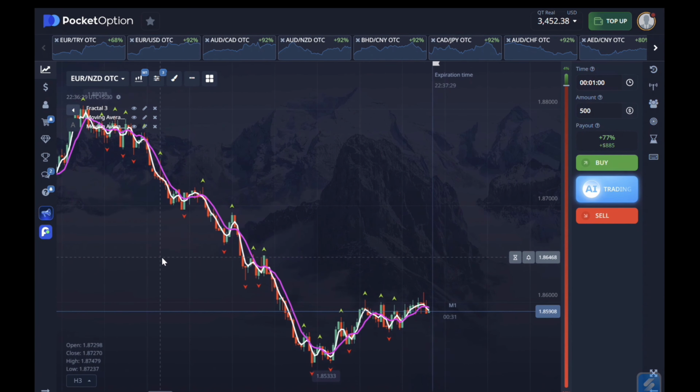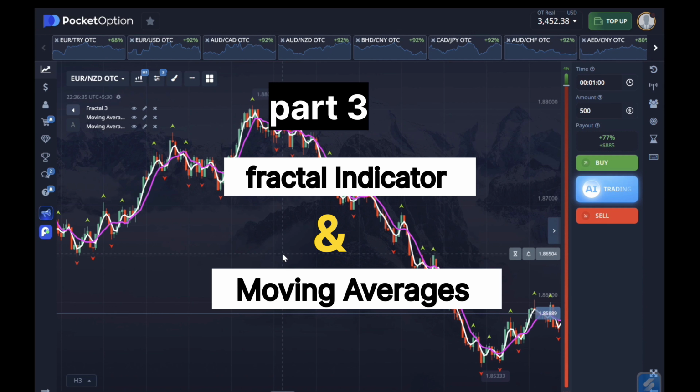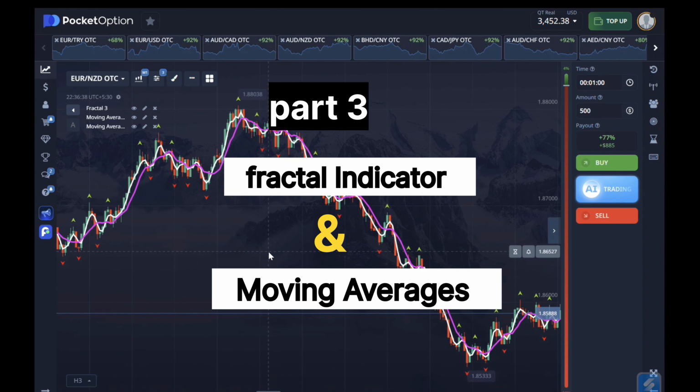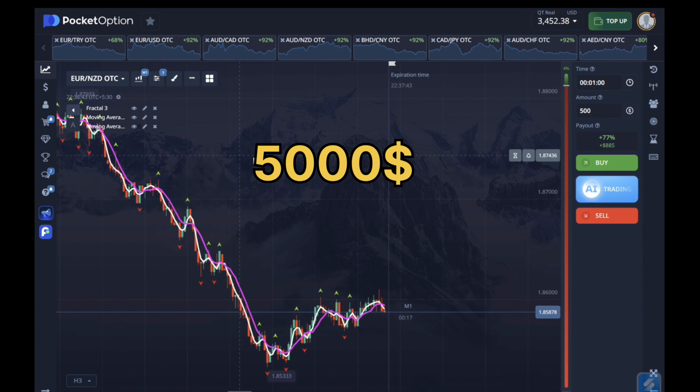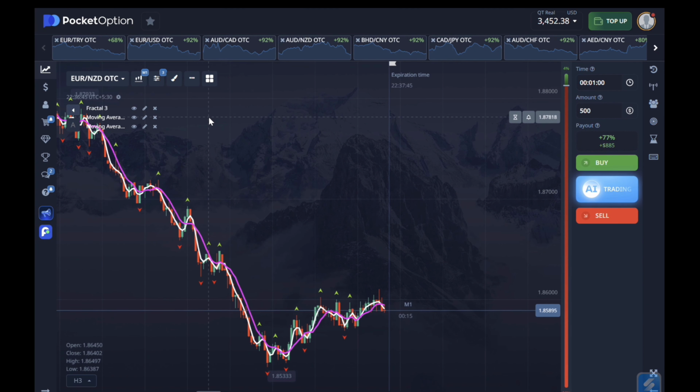So today is our third part of the Fractal Indicator and Moving Average series, and this is our last part. We had decided that we would make a profit of $5,000 in our real account. So today we will complete this. Let's start with our Fractal Indicator.